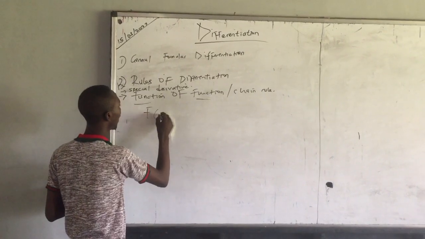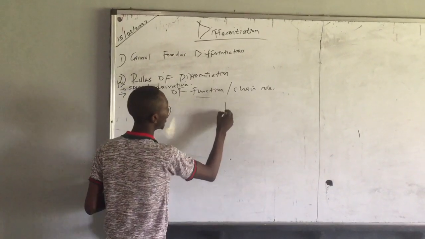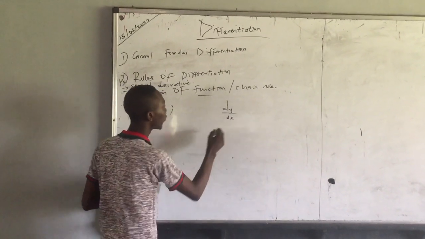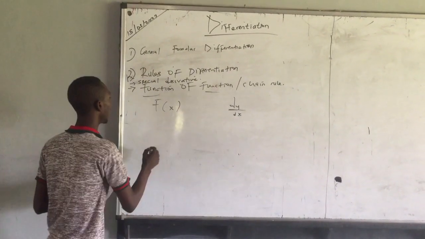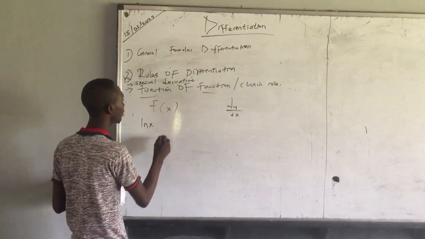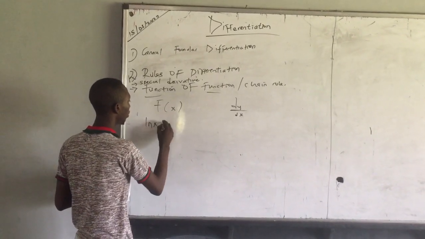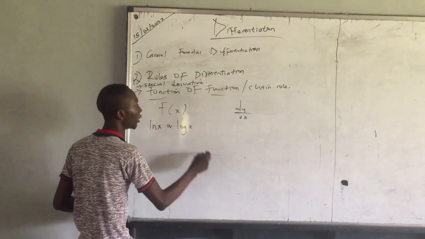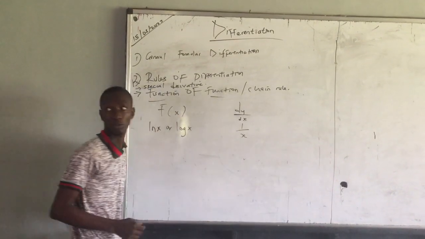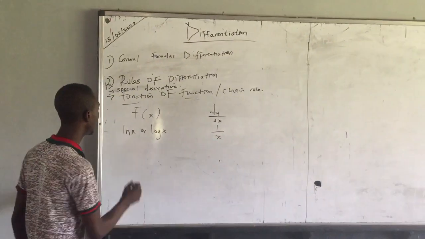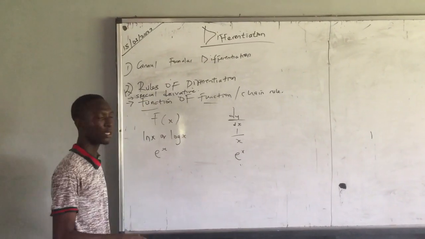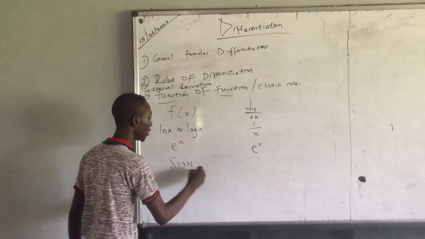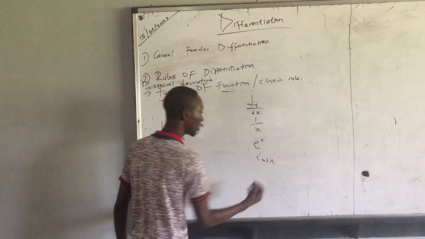Special derivatives are those functions that you cannot differentiate; they have constants, so their differentiation is constant. For instance, if you differentiate ln x or log x, it is what? 1 over x. If you differentiate e raised to x, it's e^x. Differentiate sin x, it is what? Cos x. So take note of this.